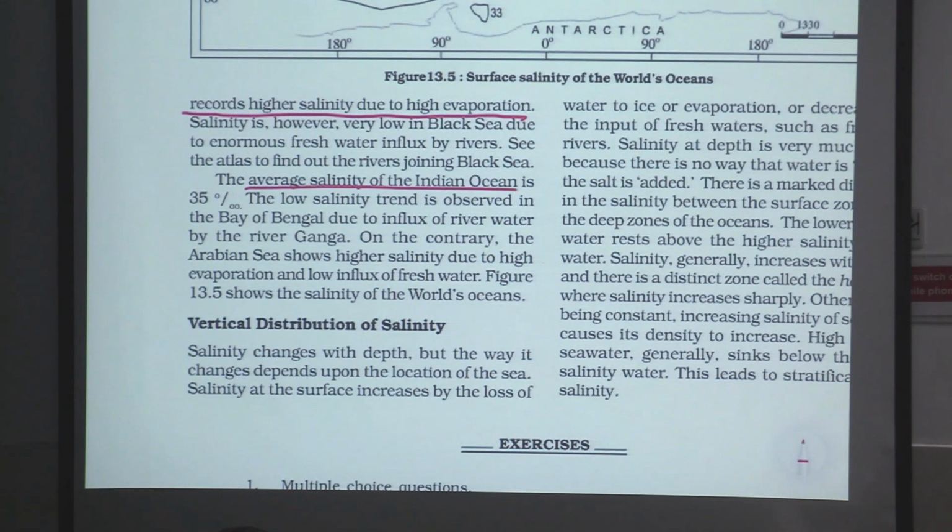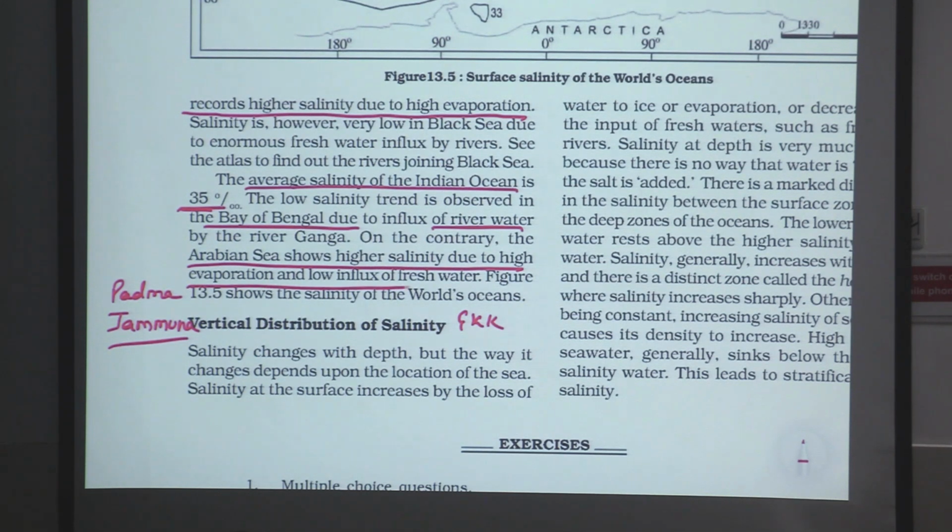Average salinity of the Indian Ocean is 35 parts per thousand. In the Bay of Bengal, because of rivers, remind yourself, Bay of Bengal means Padma, river Ganga, Jamuna, river Brahmaputra, and then you need to recall all the major peninsular rivers of our country, Godavari, Krishna, Kaveri, and Mahanadi also are there. On the contrary, the Arabian Sea shows higher salinity because of less influx of water.